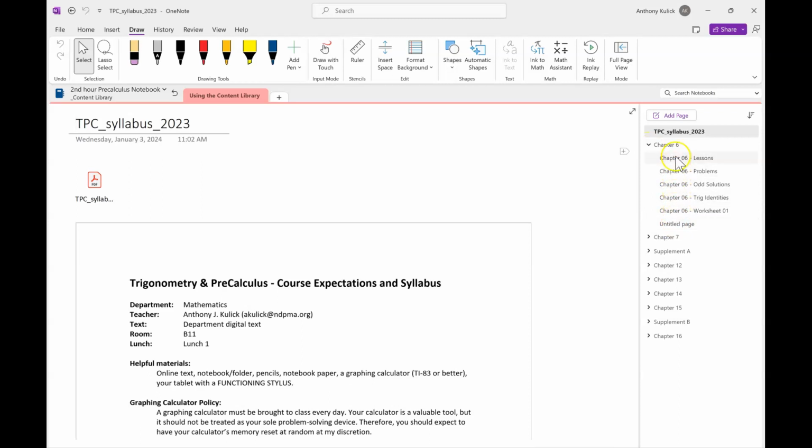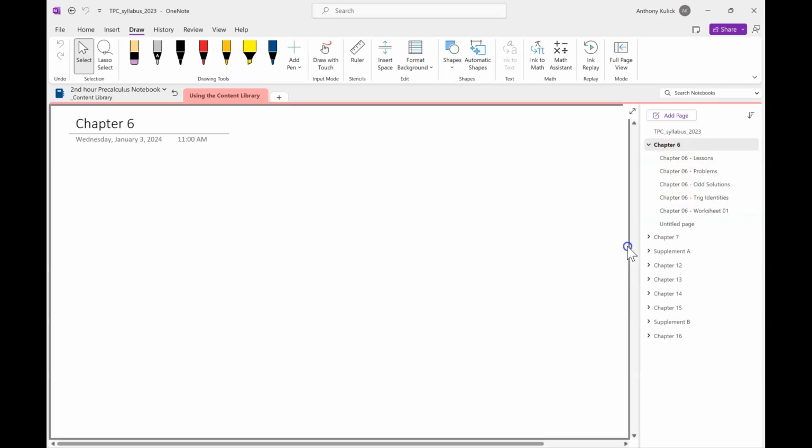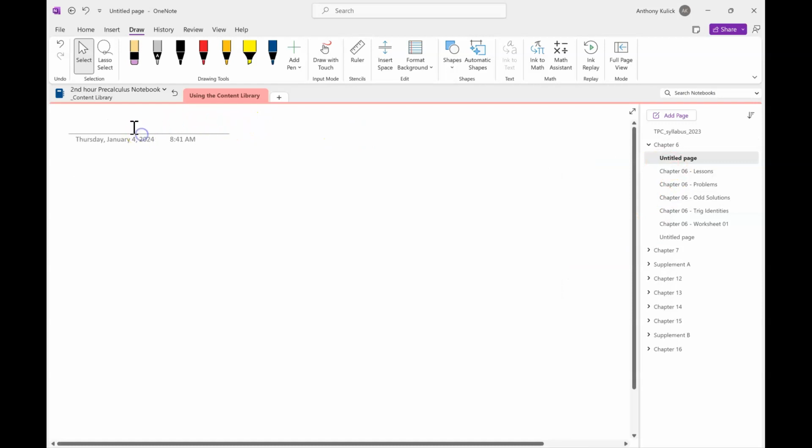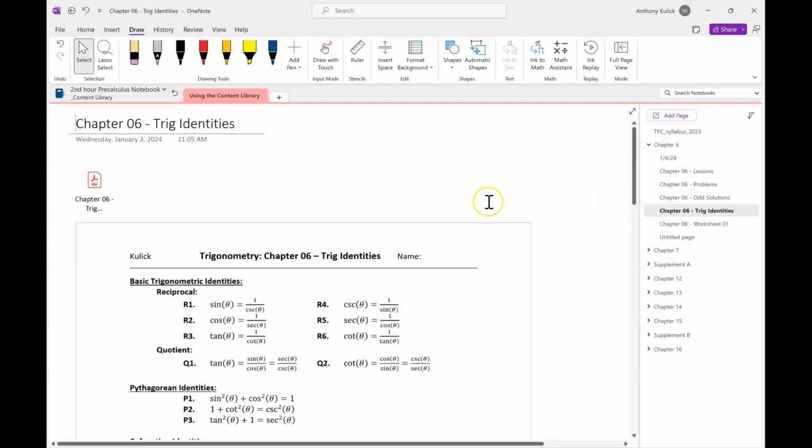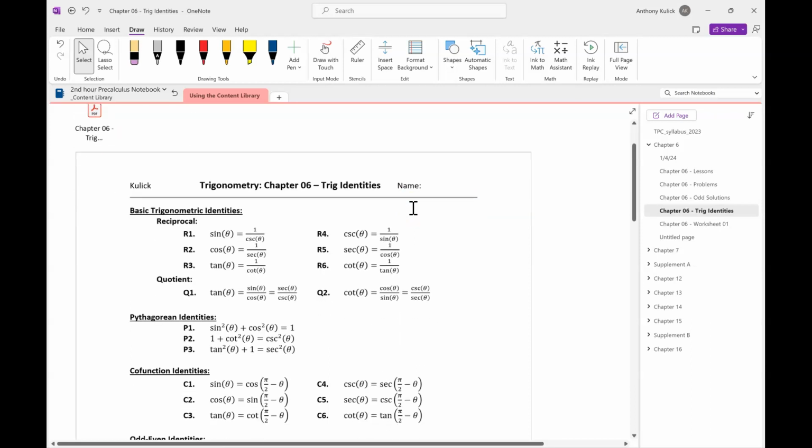We're going to be starting with chapter 6 here, which is a continuation of looking at our trig identities that we talked about at the end of first semester. If you remember, at the end of first semester, we talked about our basic trig identities. We did some simplifying problems and some verifying problems and a little bit of solving.